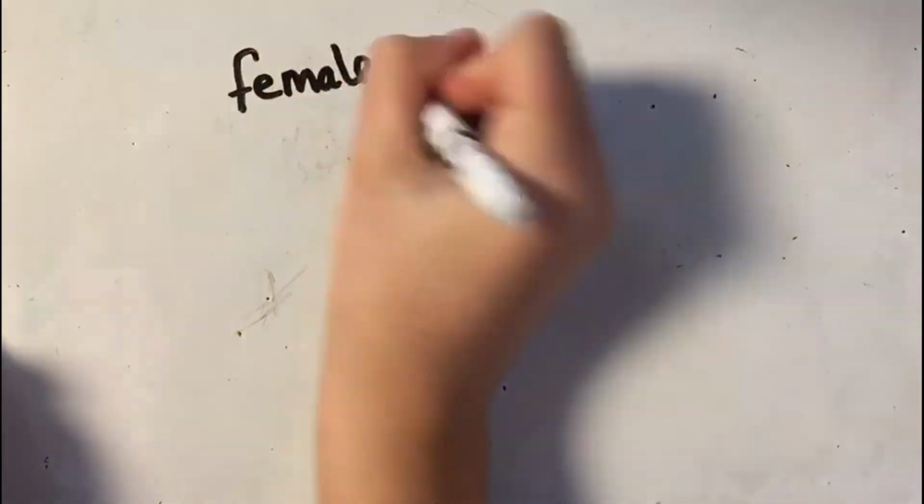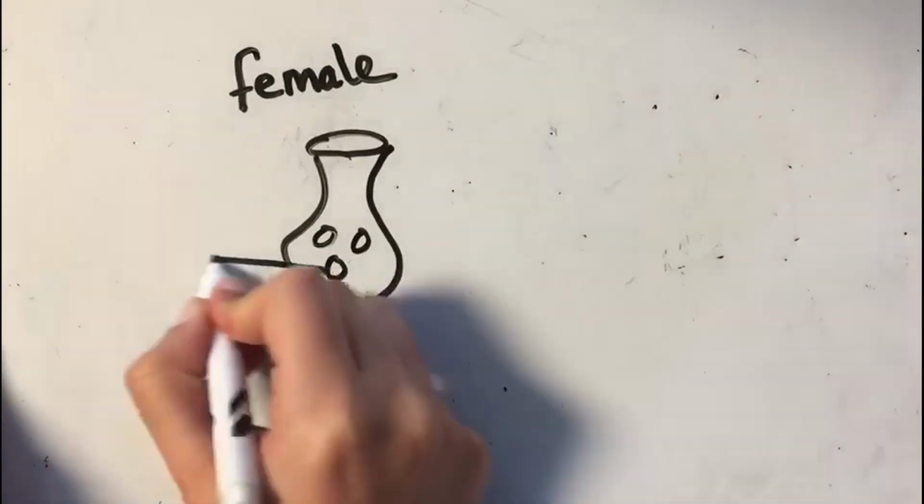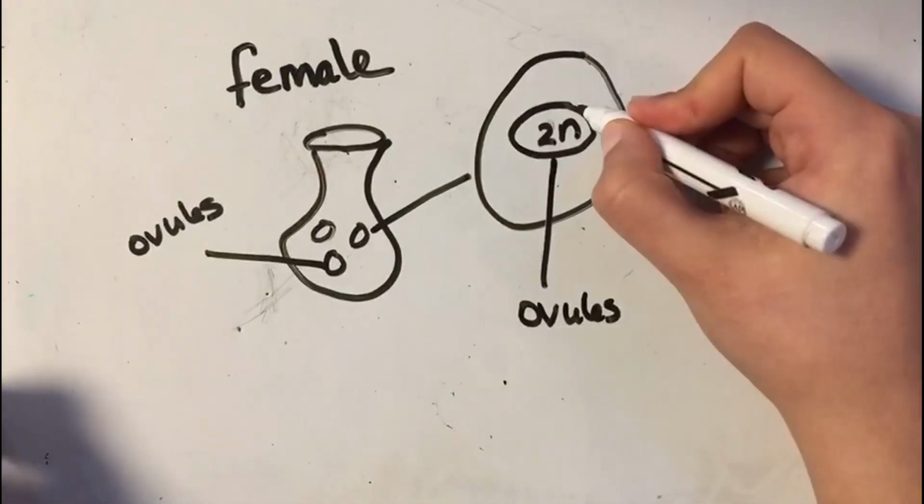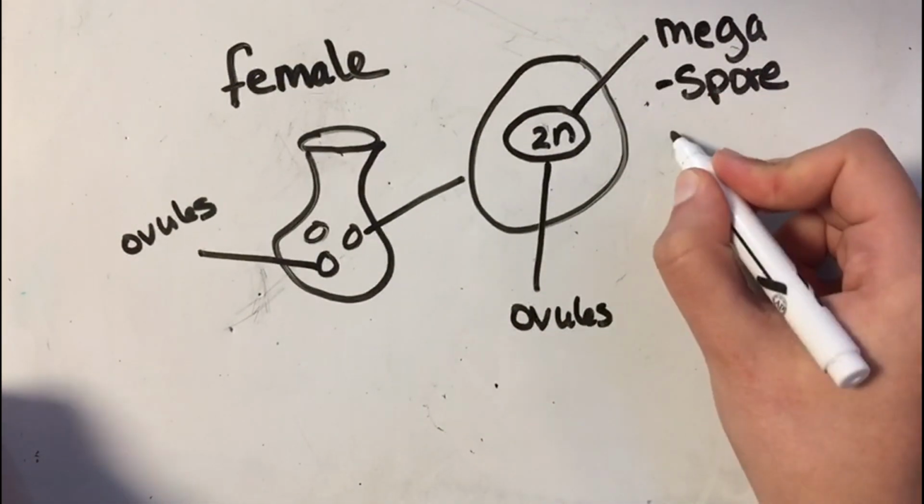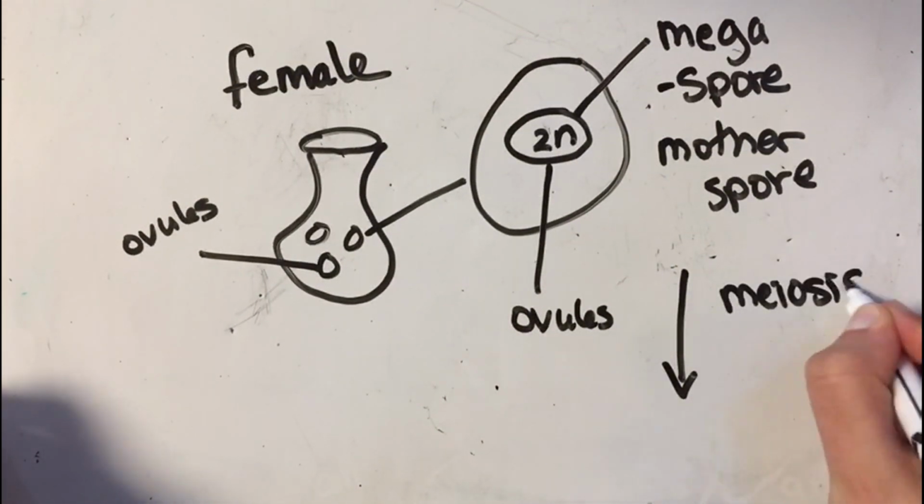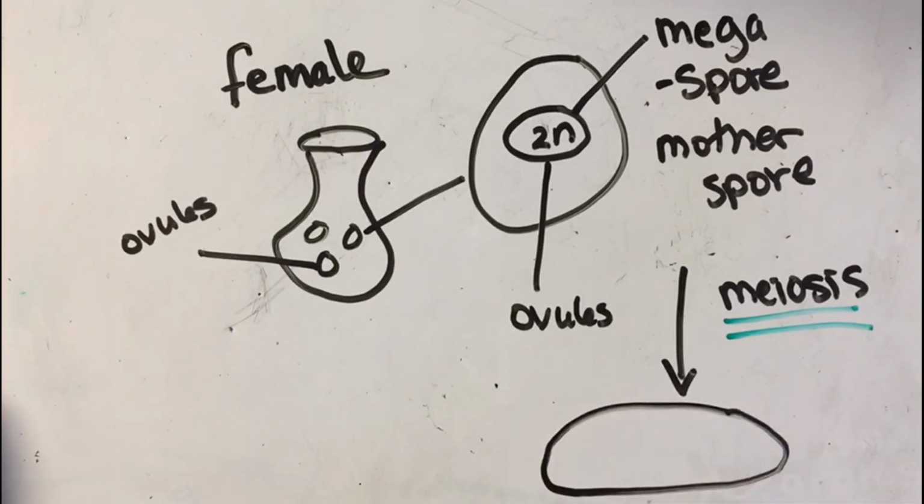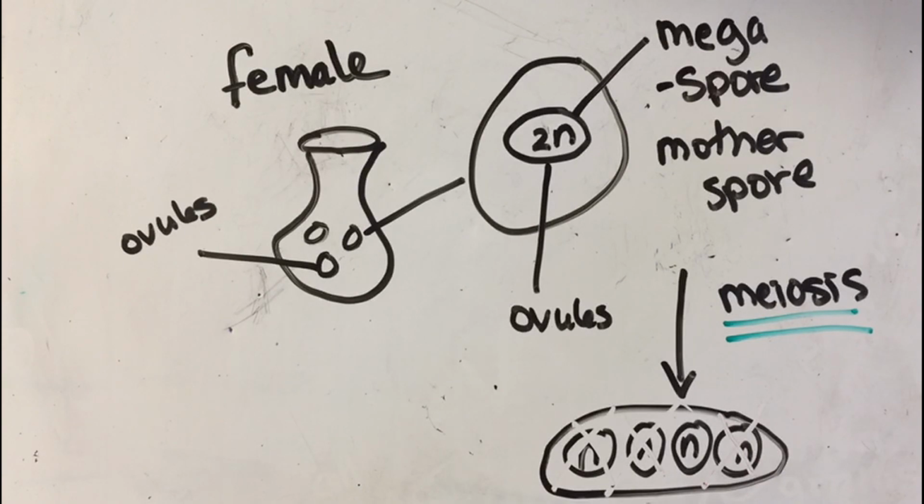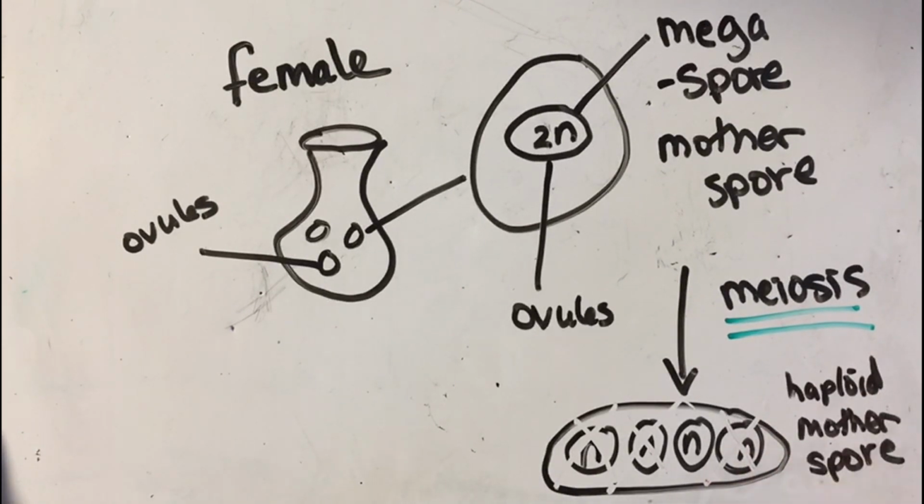Moving on to the female reproductive organs. The ovaries contain ovules, and inside an ovule you find megaspore mother cells, which are diploid cells. These cells undergo meiosis to form 4 haploid cells. Although 4 are produced, only 1 will be used. The others will disintegrate.